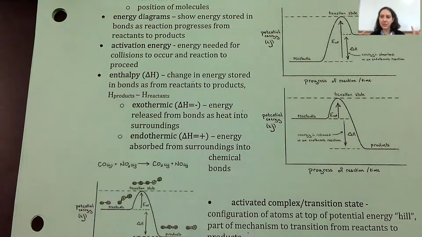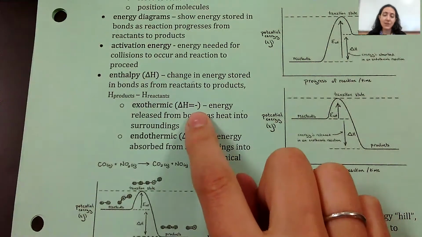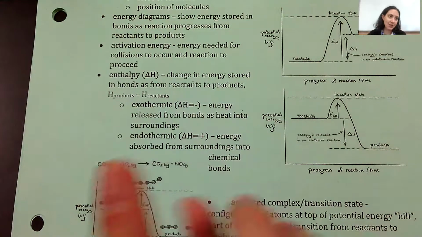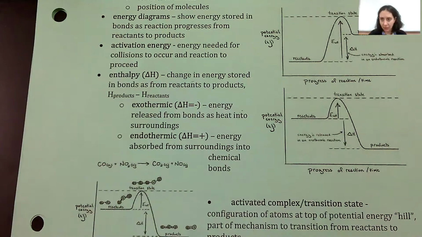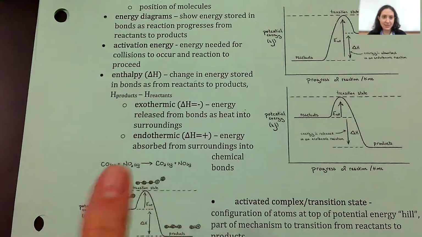So exo means like outside, endo means like inside. Yeah, I think that's true. And if it's not true, I'll think about it. Anyway, it means that heat has been transferred outside. So the delta H is negative. Knowing if a reaction is exothermic or endothermic is extremely important. This is like the foundation of next unit, which is thermodynamics, which is awesome. So it's good to start thinking about this.